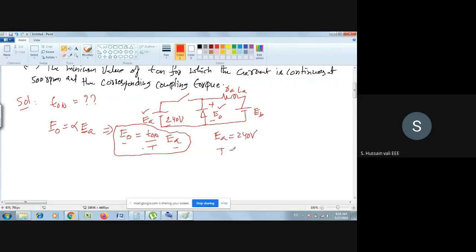What is T? T is the time period. He has given one data, that is the chopping frequency. Chopping frequency is constant at 50 Hz. So the frequency is 50 Hz. What is the time period? 1 by 50. So to find out T on, we already know EA, we already know T. Only we need to find out E naught. If we can find out E naught, then we can easily find T on.